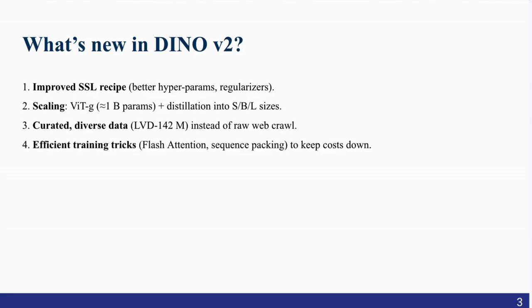So, what sets DINOv2 apart? First, the authors improve the self supervised training recipe by tuning hyperparameters, adding regularizers like KoLeo, and optimizing loss functions. Second, they scale up training with ViT-g over a billion parameters and then distill this into smaller ViTs to make the model more usable. Third, instead of using noisy, uncurated data like past work, they build a high quality dataset of 142 million images using clustering based curation. And finally, they make training efficient with technical tricks like flash attention and sequence packing, which reduce memory and speed up training, making it practical to scale.